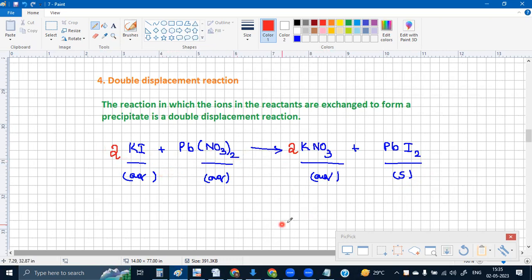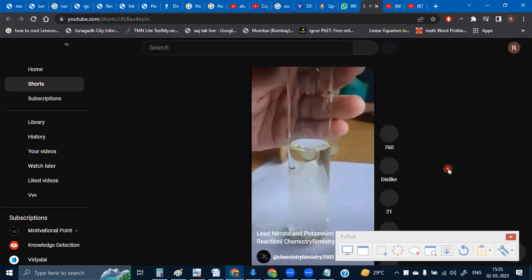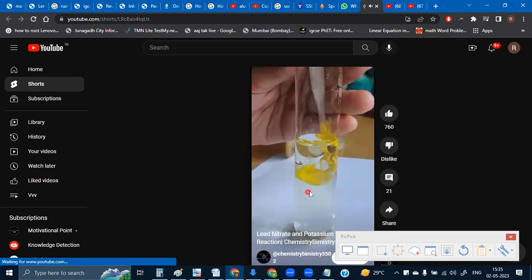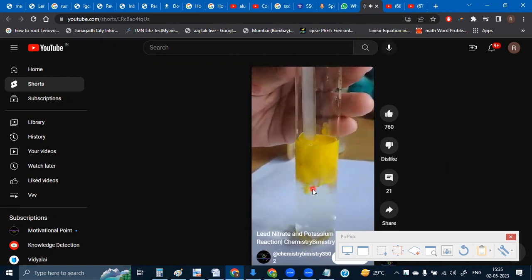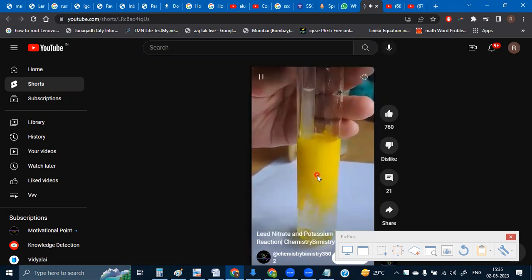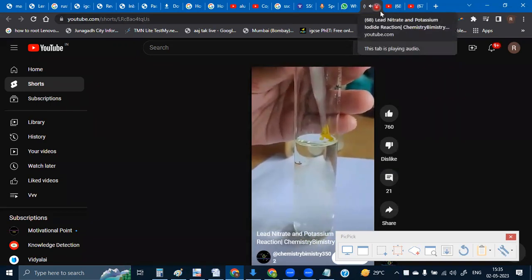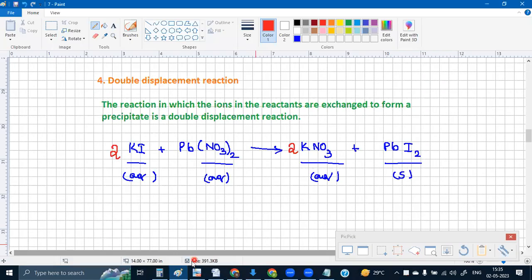You can take down this reaction. Just wait, I'll show you that experiment also. You can see this experiment, how the addition is taking place. This is lead nitrate. You can see the yellow precipitate, PbI2, lead iodide. You'll take down whatever is there on the screen. If you have any questions, you can ask me.